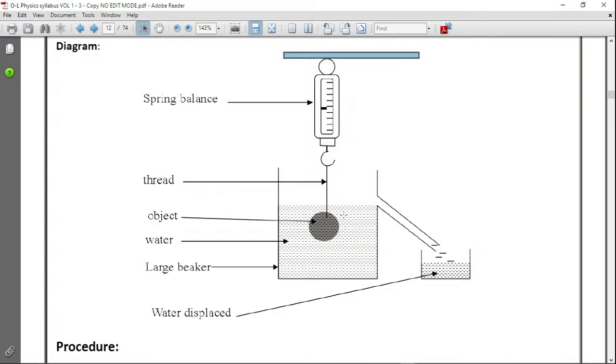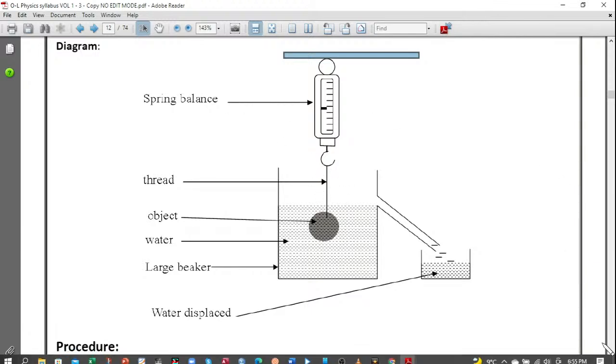You have an object. This object should not be an object that dissolves in water. So this is water now, they mostly use water. Then you have a thread. This thread is attached to the object and then to the spring. The assumption in this experiment is that the weight, or the mass, of this thread is negligible. That brings us now to the procedure.